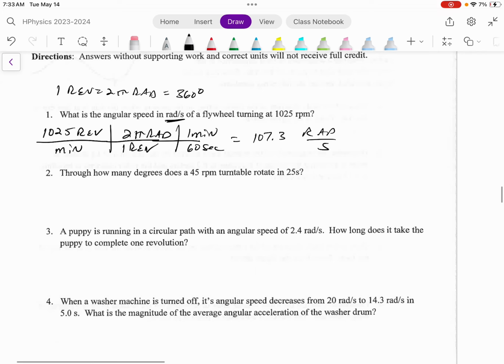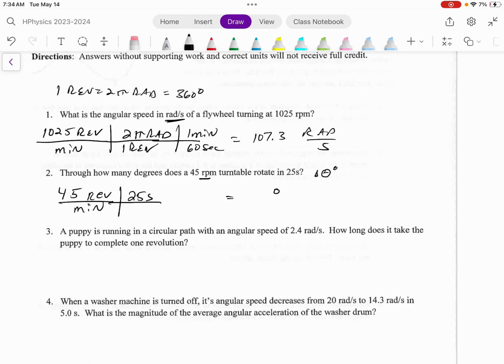Through how many degrees does a 45 rev per minute turntable rotate? So they're looking for delta theta in degrees. Again, I can use equations or I could also use units. 45 revs per minute, and I need my answer in degrees. So I've got to get rid of my minutes, so that's 25 seconds. I put my time on top.